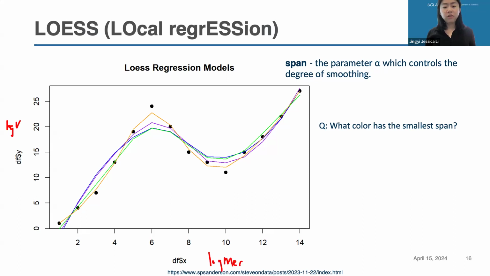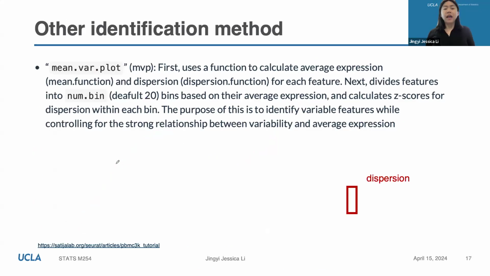Yeah, so you will see that you are basically predicting the log variance from the log mean using the curve. And then a different curve will give you a different expected variance. There is an influence here. And I want to say that there are two other methods in Seurat.